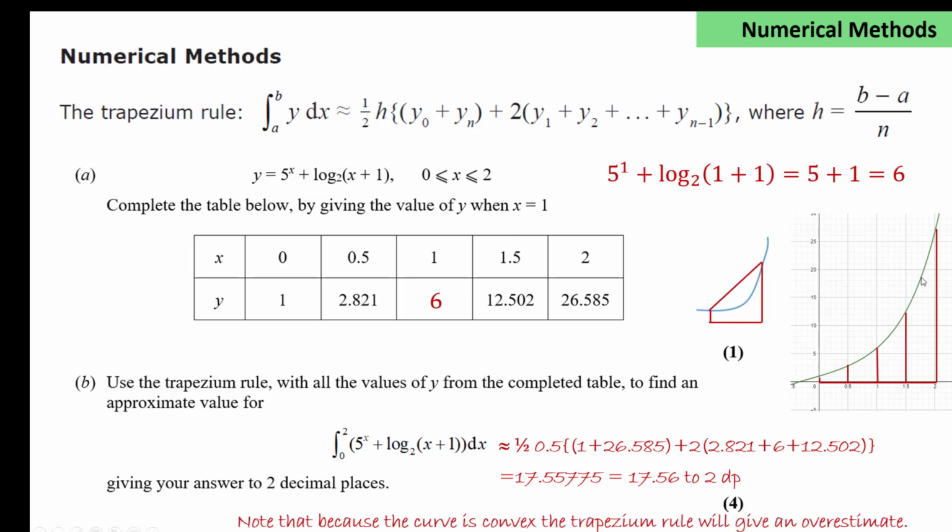Note that because this is a convex curve, the trapezium rule gives an overestimate, as the size of the trapezia exceed the area under the curve.